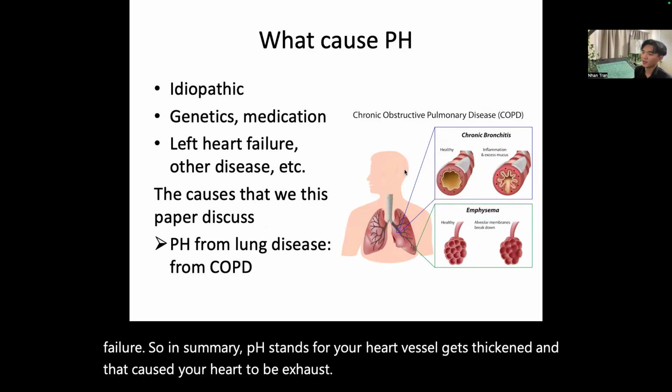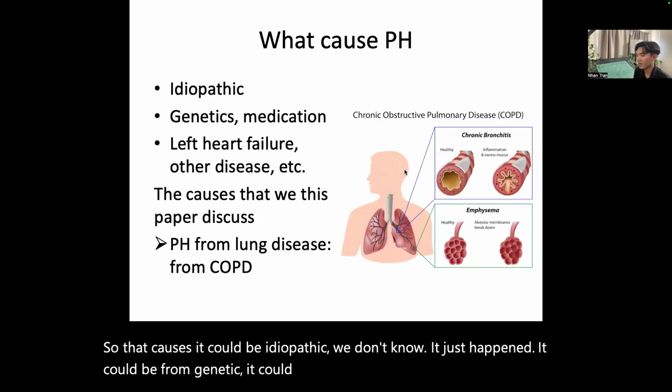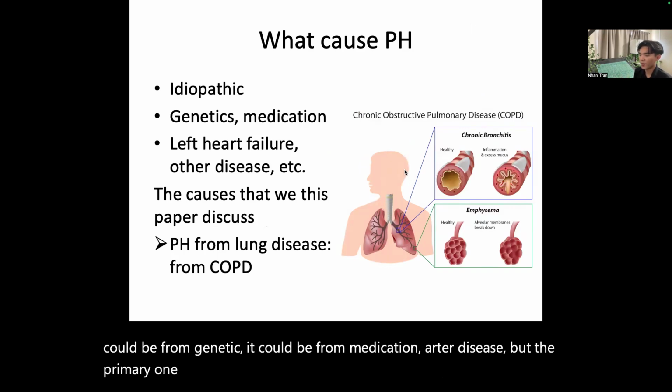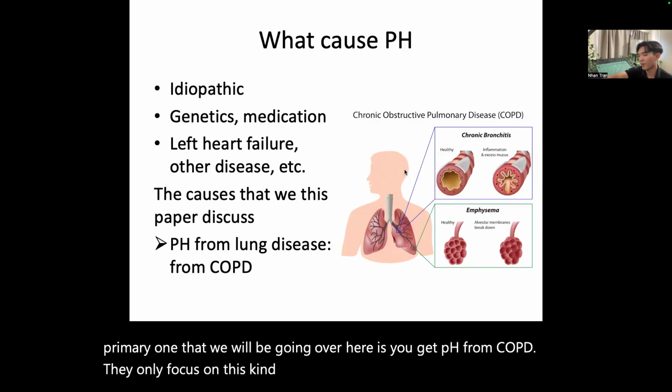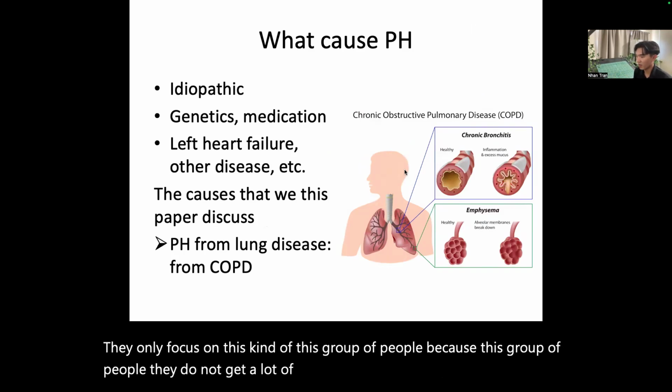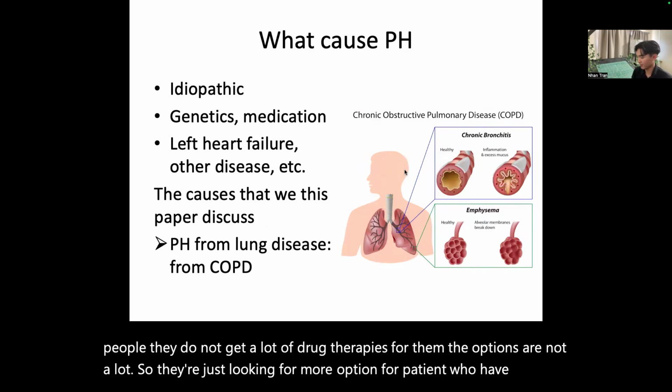The cause could be idiopathic. We don't know, it just happened. It could be genetic. It could be from medication or other disease. But the primary one that we will be going over here is getting PH from COPD. They only focus on this group of people because this group does not get a lot of drug therapies. The options are not a lot, so they're just looking for more options for patients who have PH from COPD.